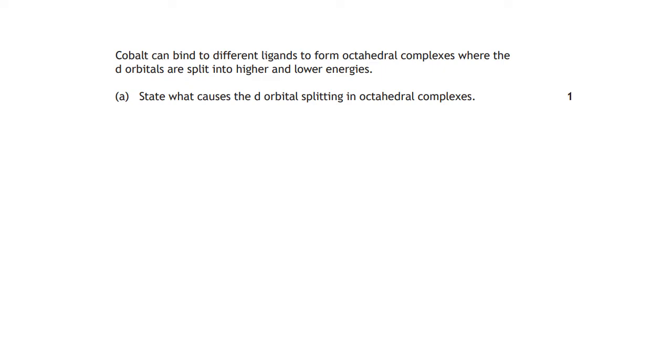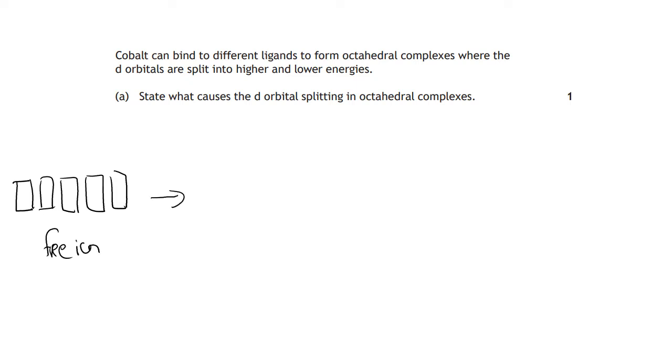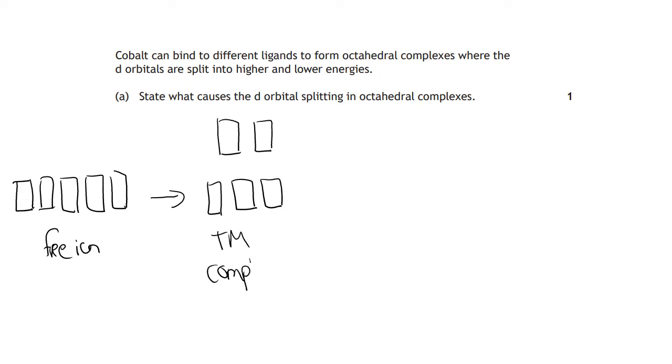Okay, now this question is a pretty hard question. Cobalt combined to different ligands to form octahedral complexes where the d orbitals are split into higher and lower energies. So this is whenever you're going from your five that are all degenerate as a free ion, and it goes to your two at the top. And your three as a transition metal complex. So it's asking you to explain why this is happening.